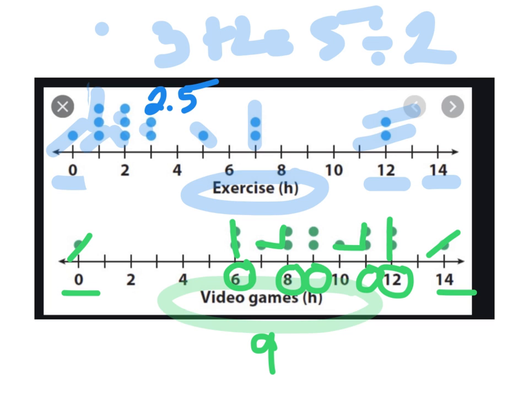The middle part spent on exercise is 2.5. So the question that would be raised would be, is there a higher range for exercise than video games?